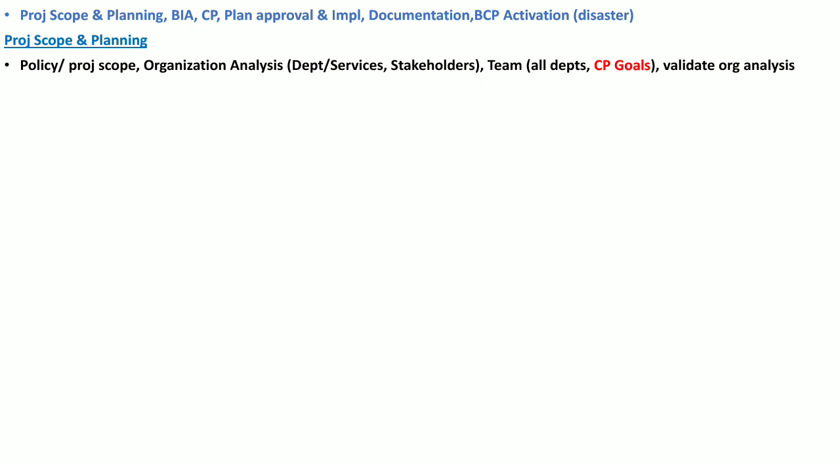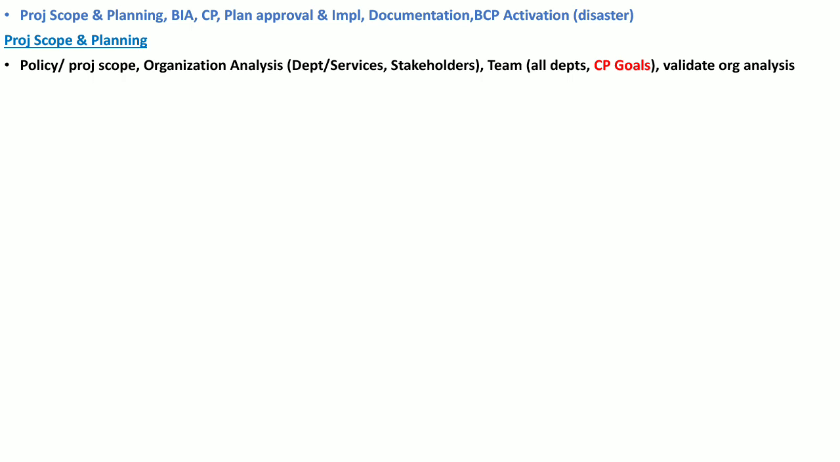They select a BCP team. Now onward, this BCP team is responsible for spearheading all the activities of development of BCP. This team is gathered from all departments, and this team then gets the continuity planning goals or CP goals from senior management, and these CP goals are endorsed in a document, and this document is also known as CP goals, therefore it is typed in red.